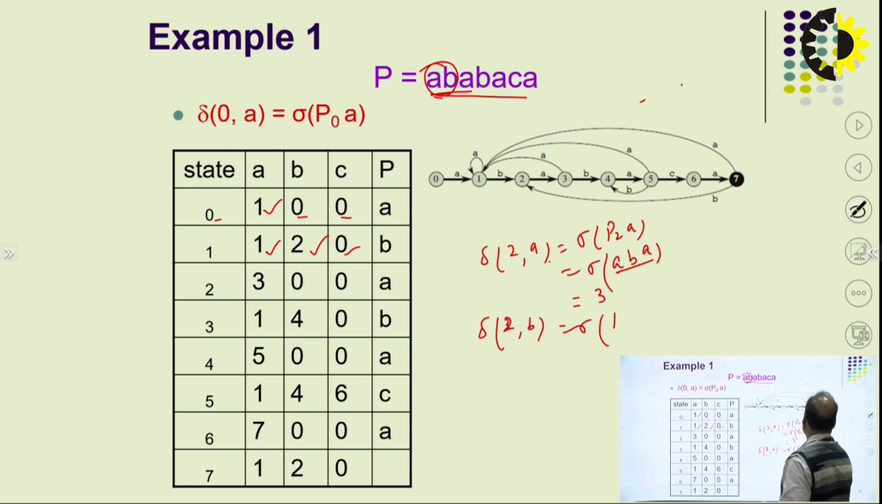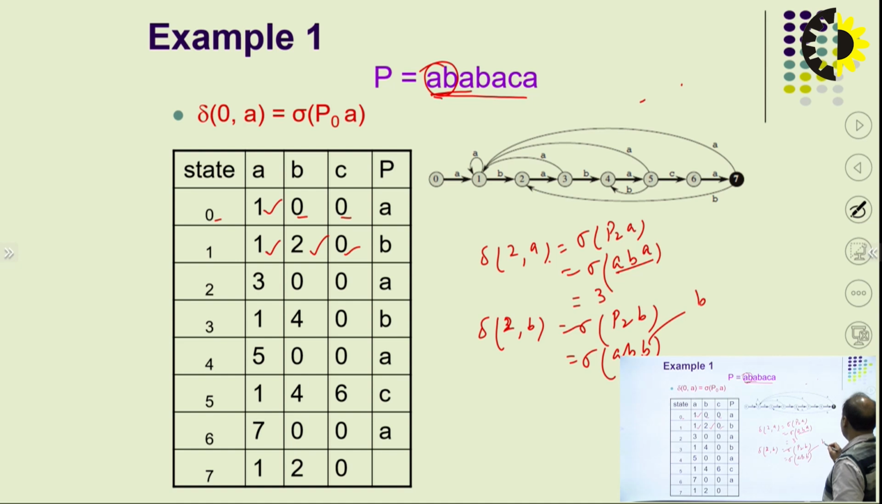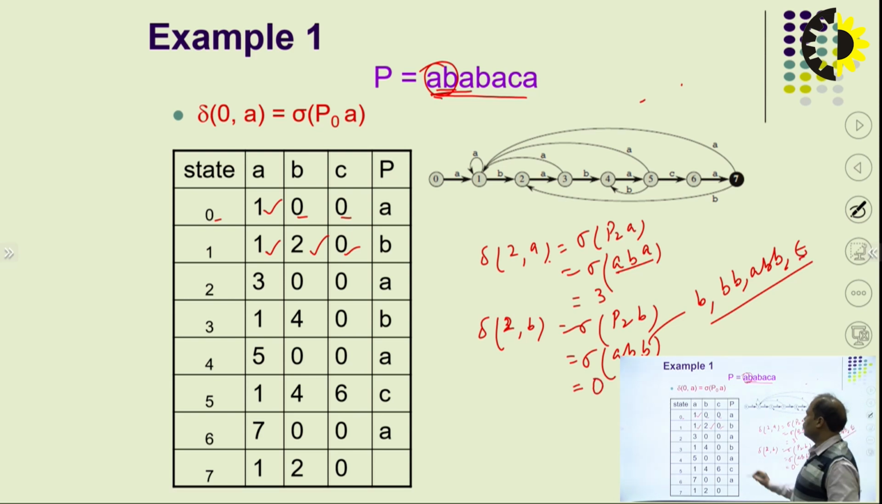Same as delta 2 comma B. If you see here, P2B, so sigma P2B is ABB. Its suffixes are B, BB, ABB and epsilon. Look at them. In the prefix of P, B is not matching. BB is also not a prefix of the pattern, and ABB is also not a prefix of the pattern. Only epsilon is a prefix of the pattern. So that's why this is 0. This is 0. This is 0.